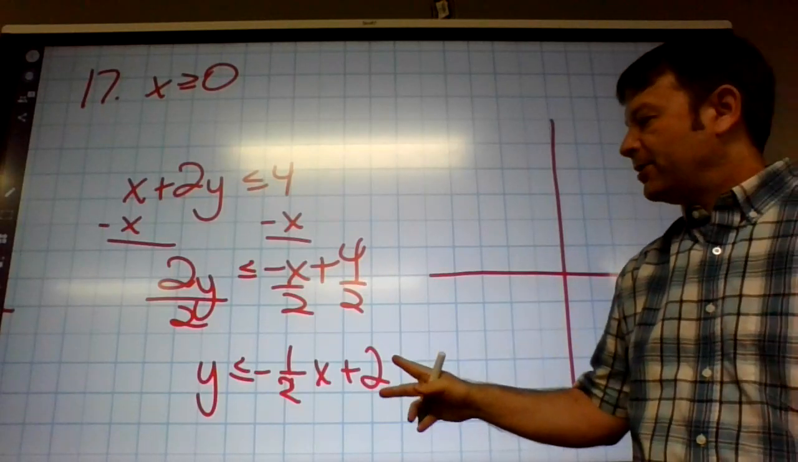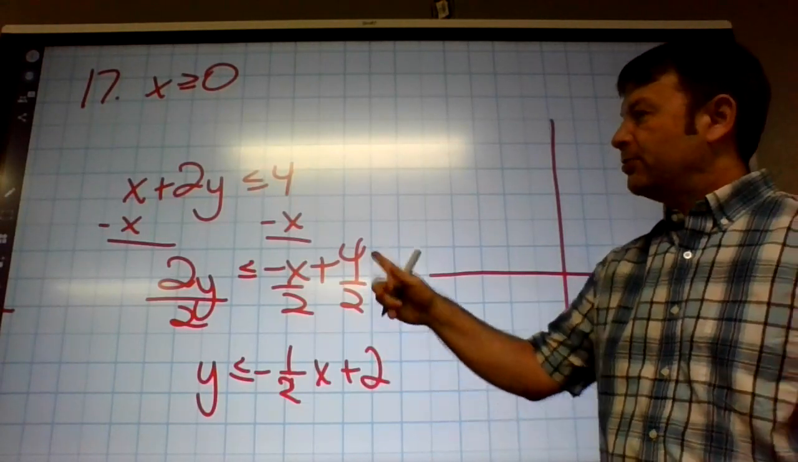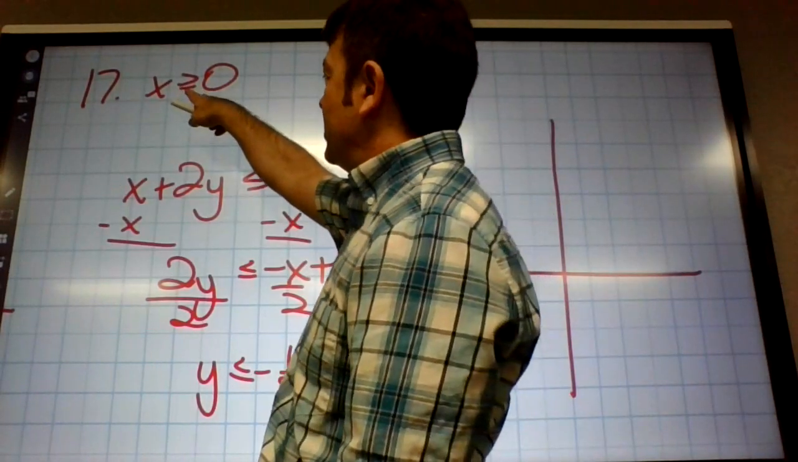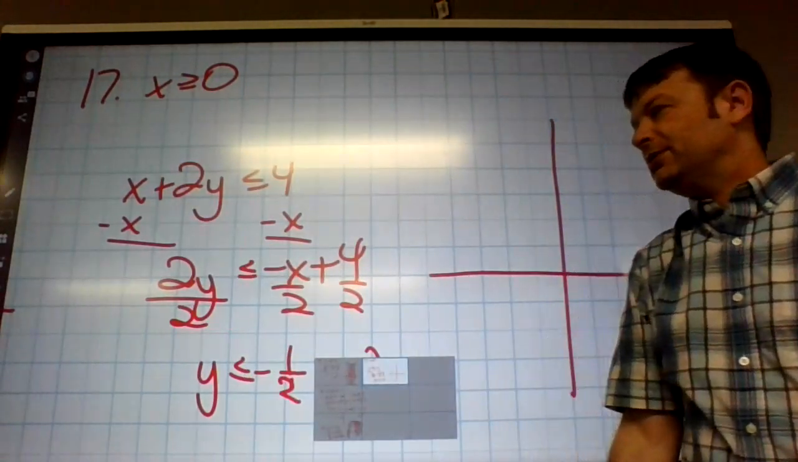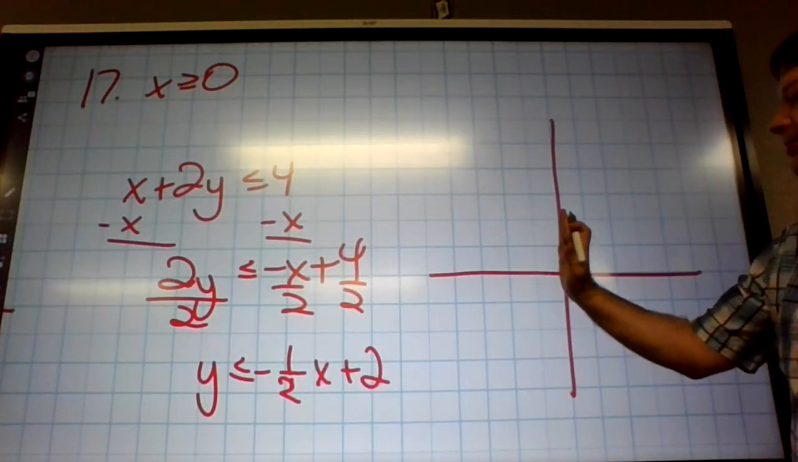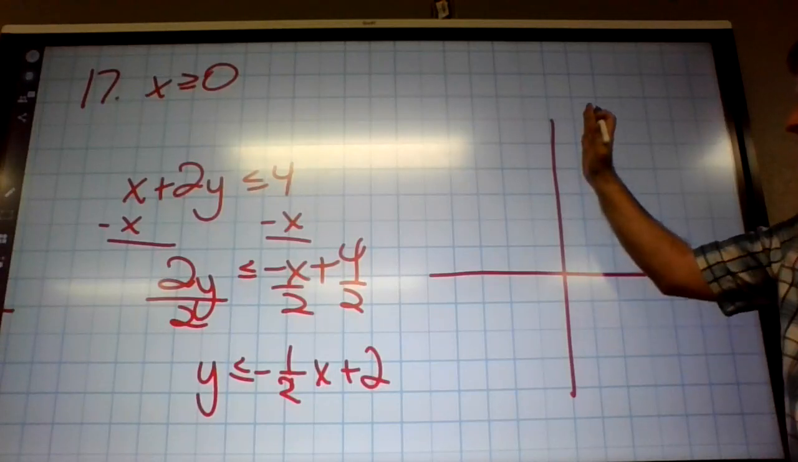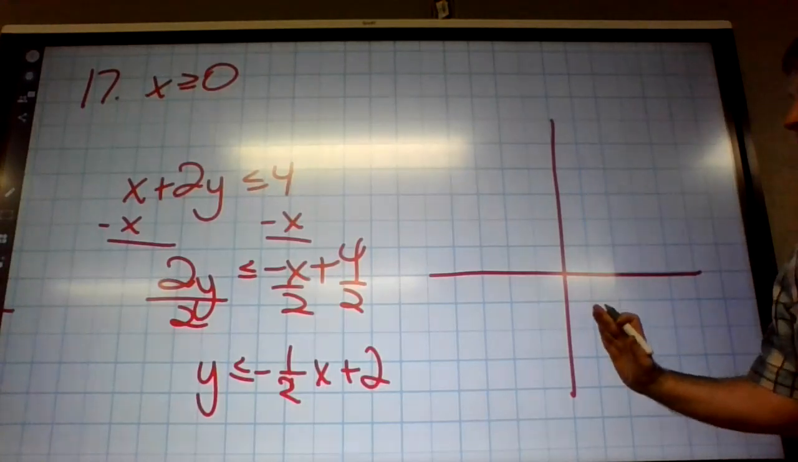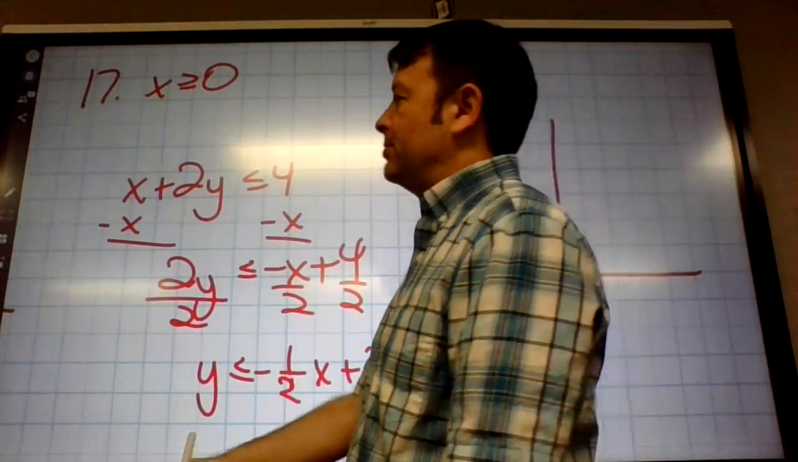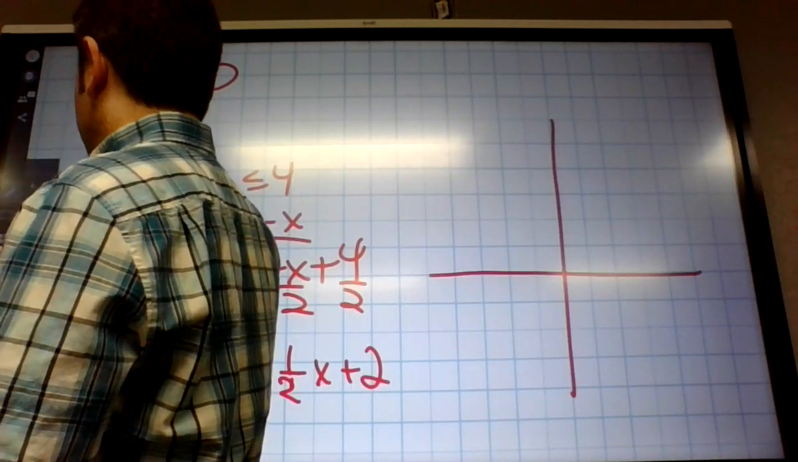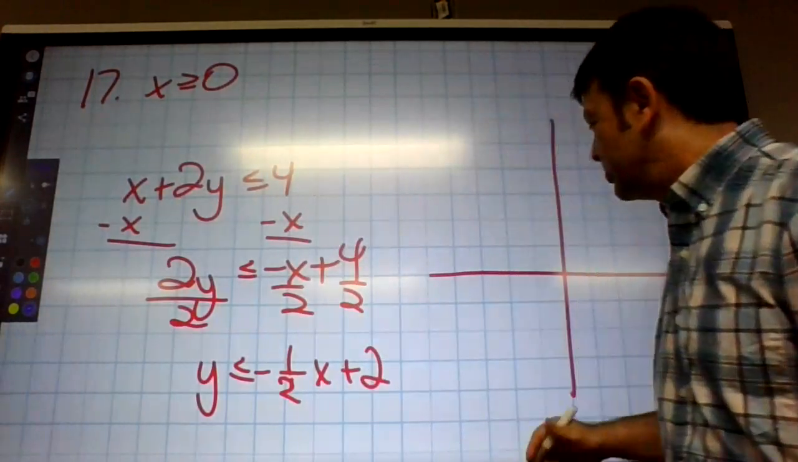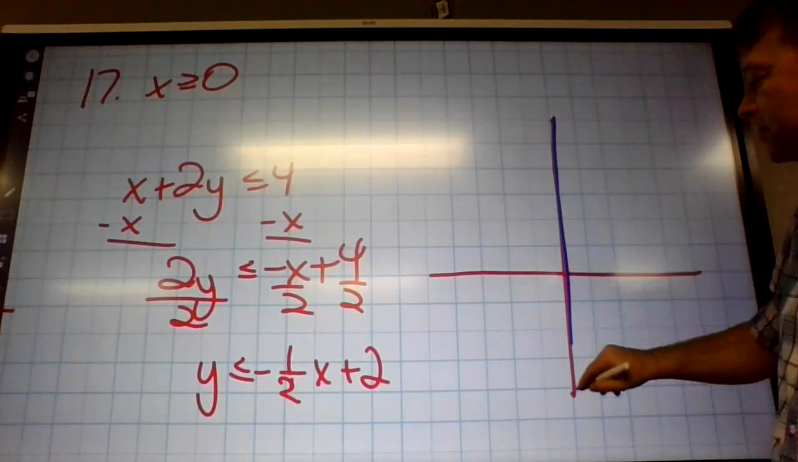All right, now, what does x equals 0 look like? Or maybe I should ask, what's x equals 1 look like? Just as an example. X equals 1 is a vertical line through 1 on the x-axis. So x equals 0 is a vertical line through 0 on the x-axis. So basically, it's the y-axis.